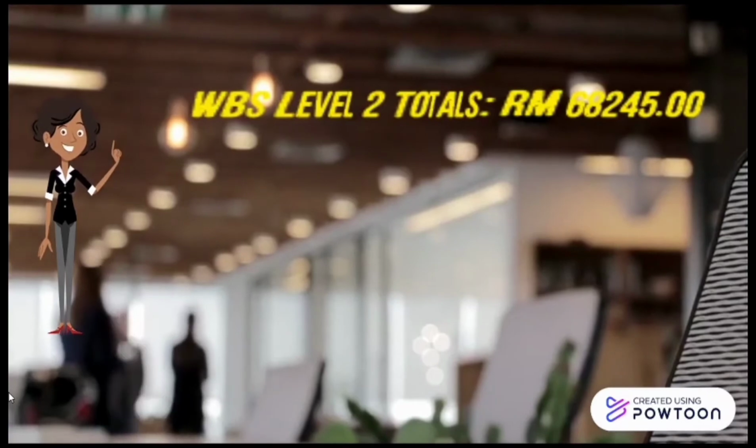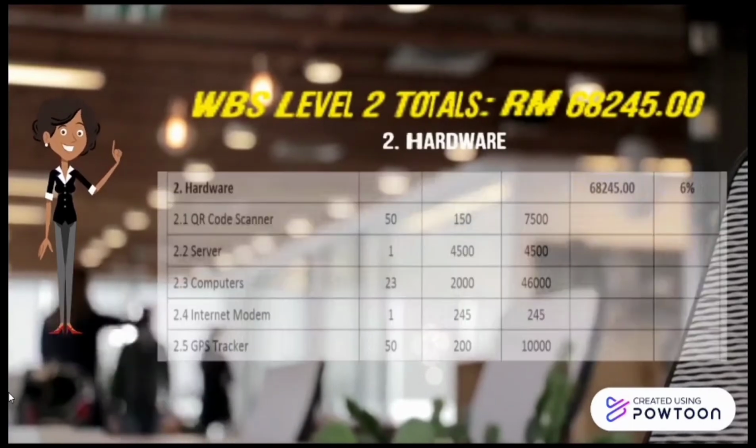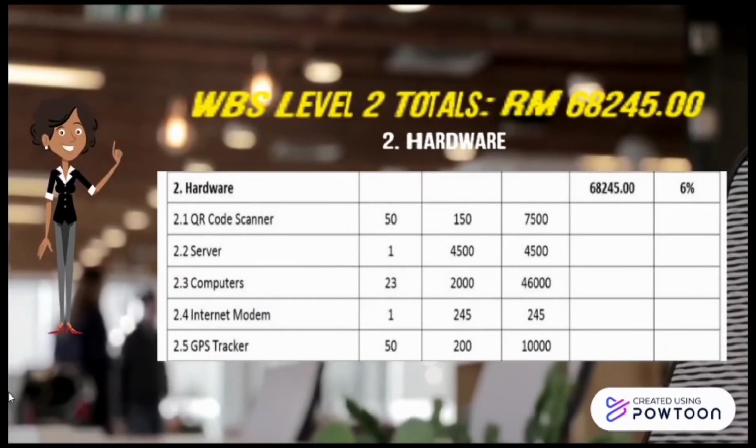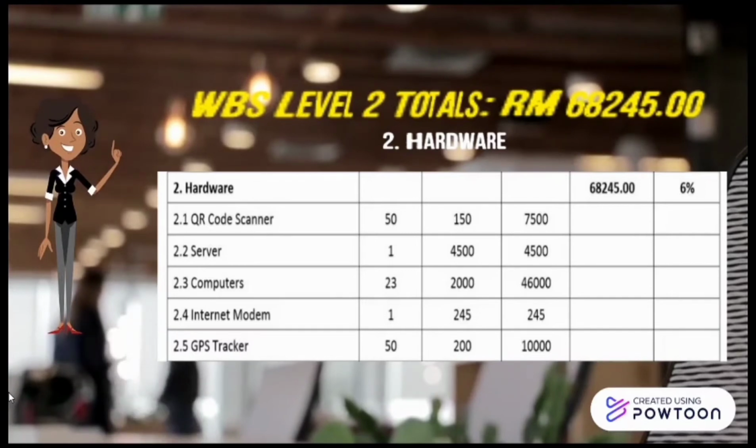Next calculation is hardware. We use 50 units of QR code scanner, which we will put on the bus for the users to scan. The price is 150 ringgit per unit. We only need one server, that is 4,500 ringgit per unit. We have 23 staff in total, so we need 23 computers, which one computer price is 2,000 ringgit. We also need one internet modem, and the price is 245 ringgit per unit.